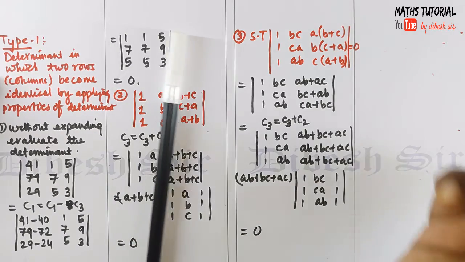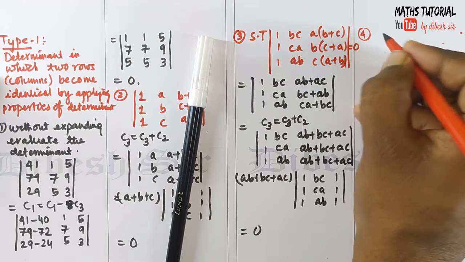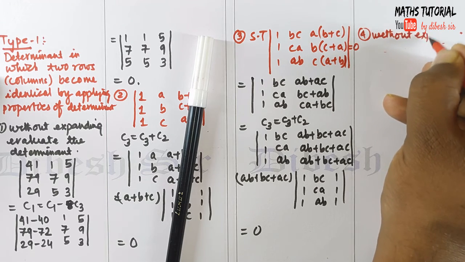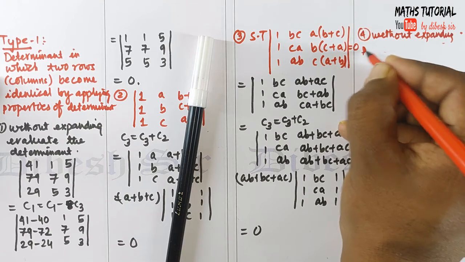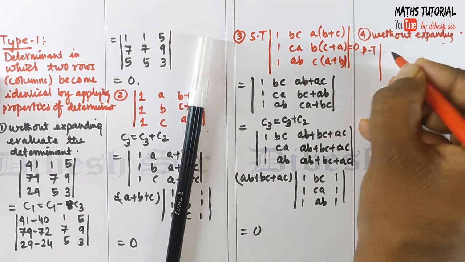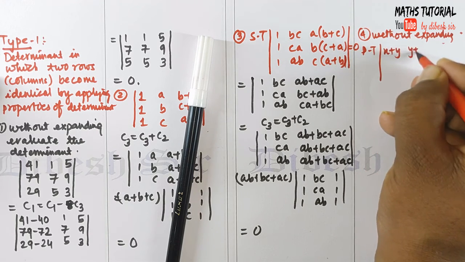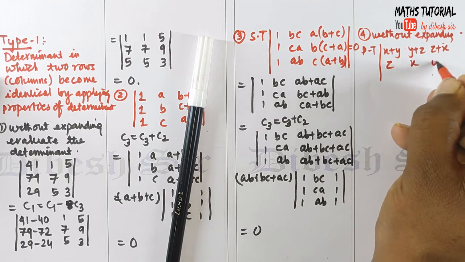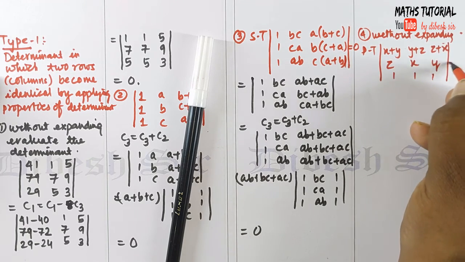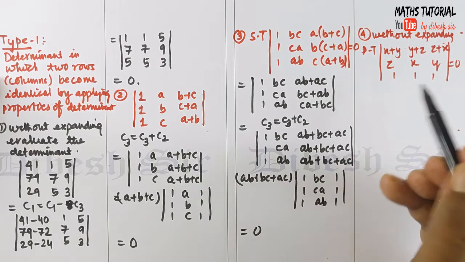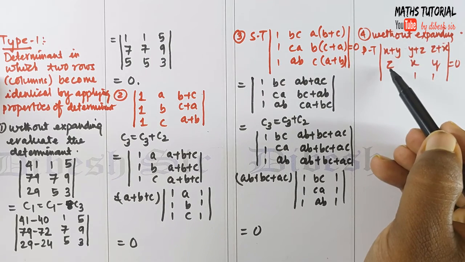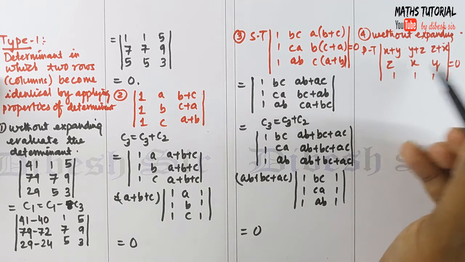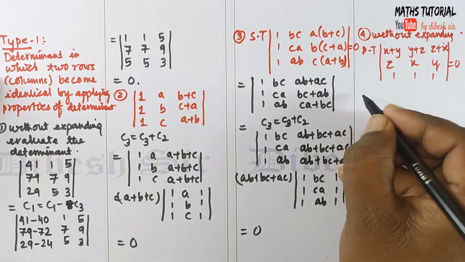Let's do another question. Question number 4. Without expanding, prove that the determinant x plus y, y plus z, z plus x, z, x, y, 1, 1, 1 is equal to 0. Similarly, you can notice that if you add row 1 with row 2, you will get x plus y plus z. Here also x plus y plus z, and here also x plus y plus z. You can take x plus y plus z as common. So you will get the final answer.